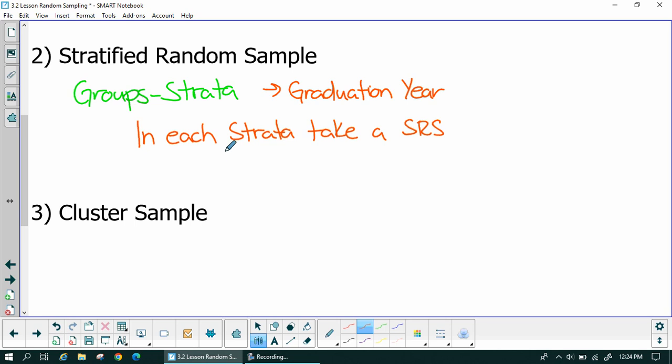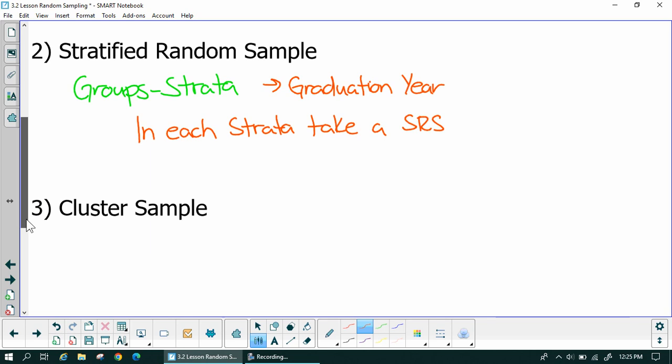So if we wanted to make sure that when we were doing our sample, we had every grade level represented, because that was important to us, then we would break them up into groups by graduation year, and then in each group we would take a simple random sample. So we are sampling some from every group.